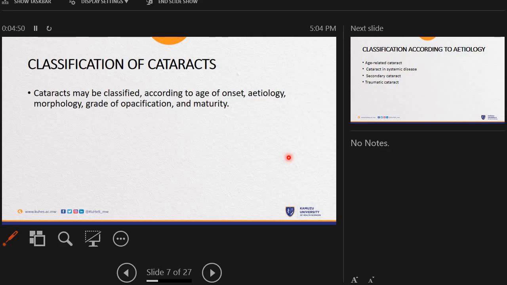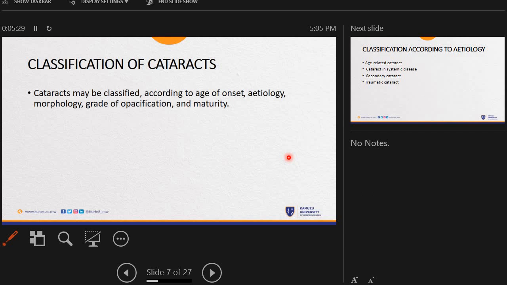Classification of cataracts. There are many ways we can classify cataracts, and it can be according to the age of onset. As we've already seen, we have pediatric cataracts which have got their own different causes. And in this presentation, we're focusing on the causes in adult cataracts. We can also classify them according to the cause, the morphology, the grade of opacification, as well as the maturity. So we'll look at some of these different classifications in detail.